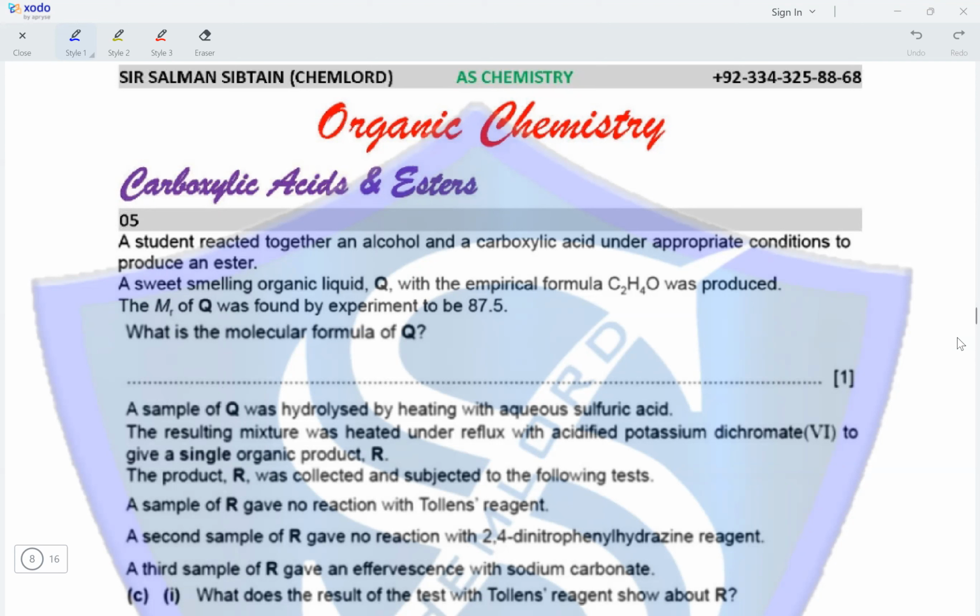So if we have the empirical formula C2H4O, its mass is 24 plus 4 plus 16. This is 44. So we have 87.5. 87.5 divided by 44 is almost equal to 2. So when we multiply C2H4O by 2, we end up with a molecular formula of C4H8O2.